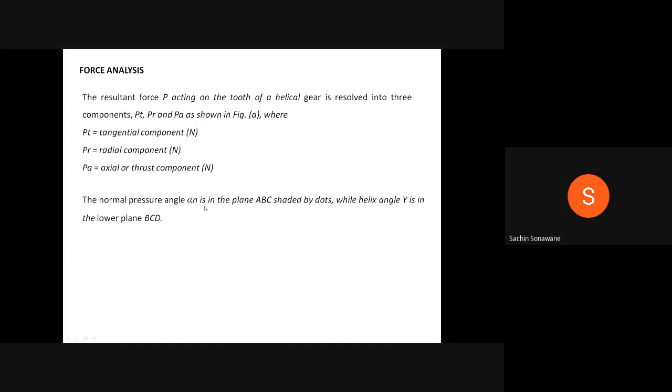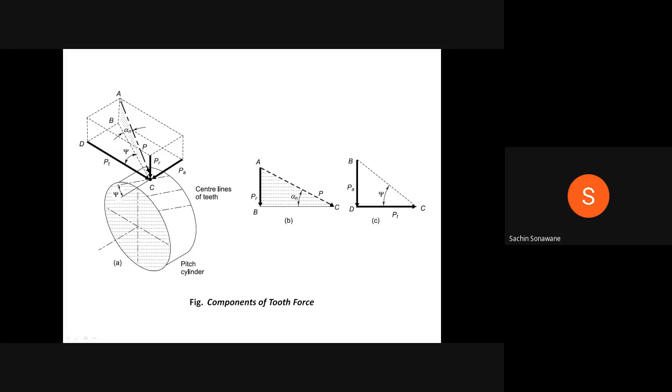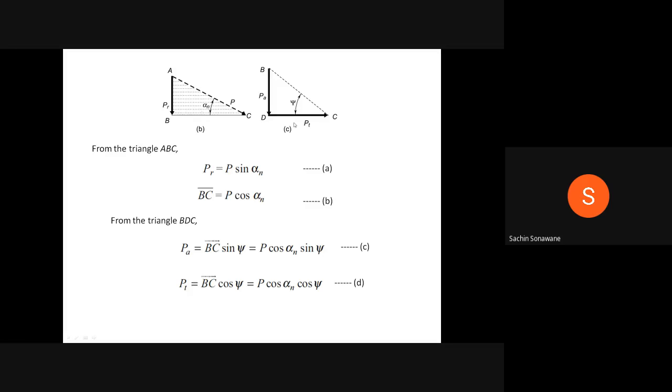The normal pressure angle alpha n is in the plane ABC shaded by dots, while helix angle psi is in the lower plane BCD. Therefore, alpha n is in the plane ABC, the triangle ABC we have taken here. Similarly, helix angle psi is in the plane BDC. I think you have drawn the figures. Same figures I have taken.